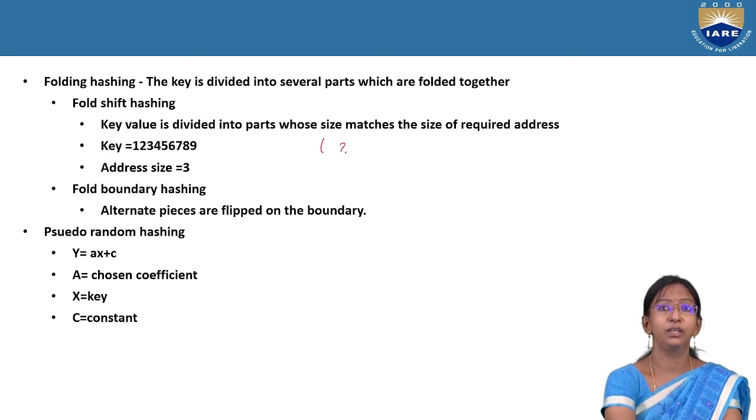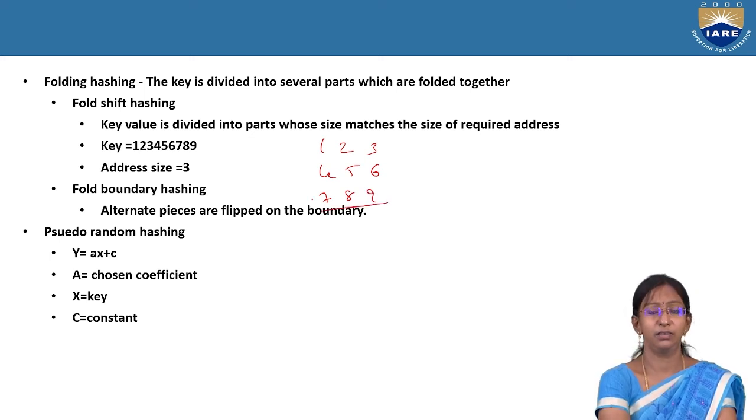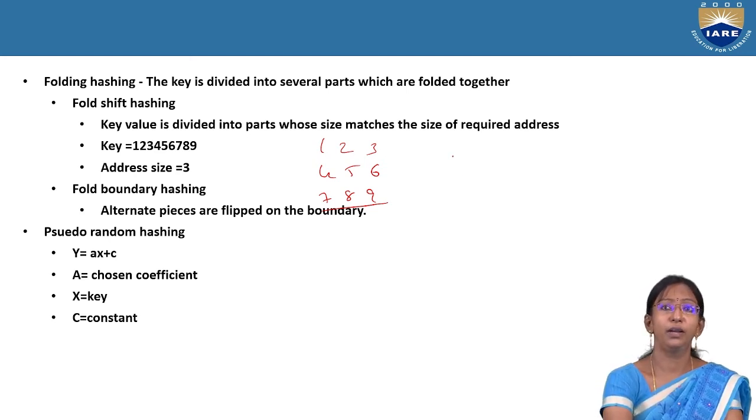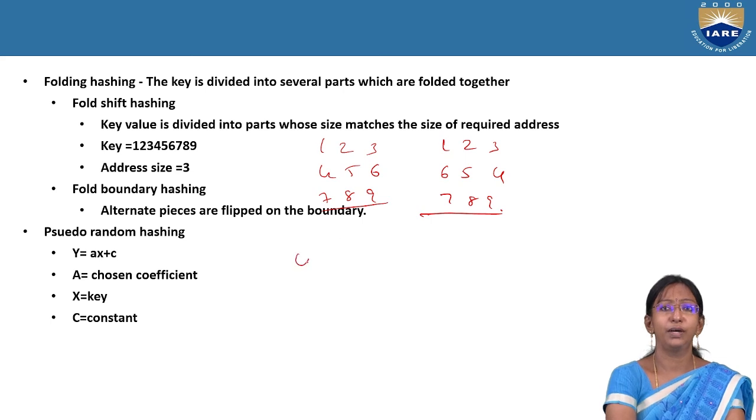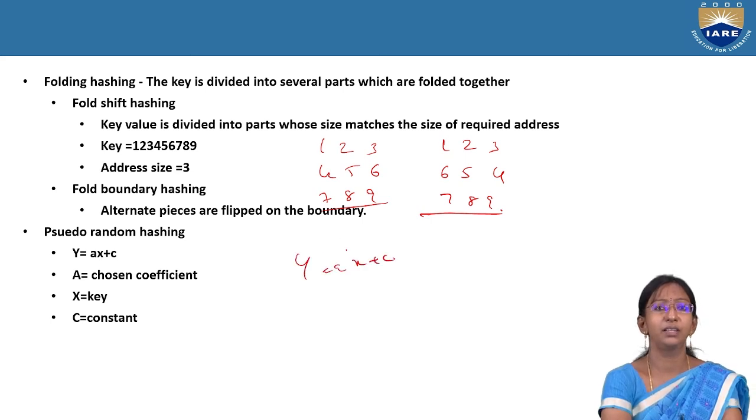If you have a large key, 4, 5, 6, break it into pieces of 3, add them. Why 3? It is the address size. If your address size is 4, break them into 4. Right? Reverse folding also you can do. 1, 2, 3. Reverse the intermediate ones, add them and get the address. Even that you can do. Pseudo random also you can do: y is equal to ax plus c, where a and c are constants. Even that you can do. There are many techniques, types of hashes.